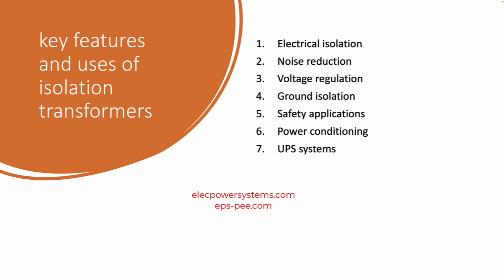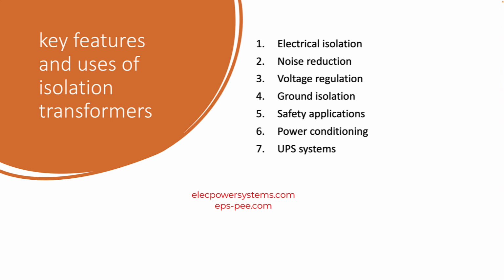Electrical isolation. The primary purpose of an isolation transformer is to electrically isolate the input and output circuits. This isolation helps protect sensitive equipment or devices from electrical noise, voltage spikes, transients, and ground potential differences. It also enhances safety by eliminating the risk of electrical shock due to direct contact with the primary circuit.